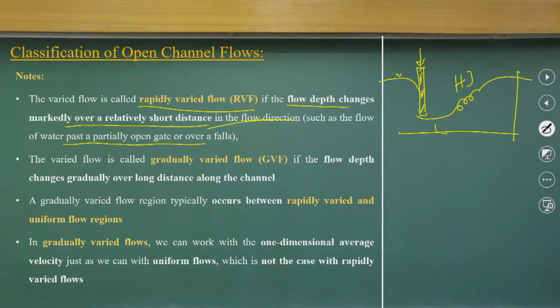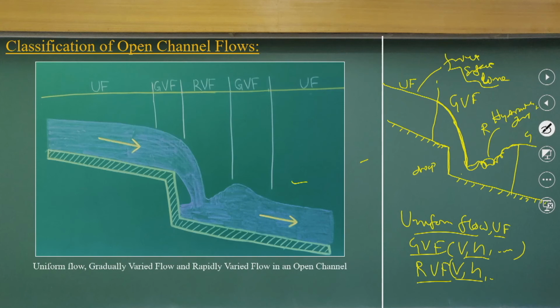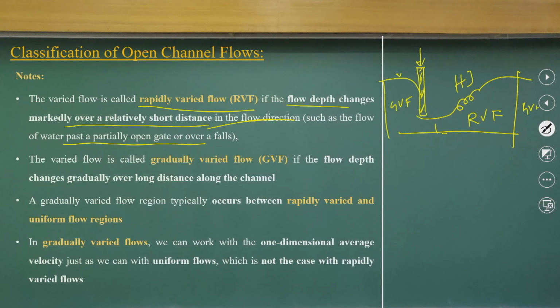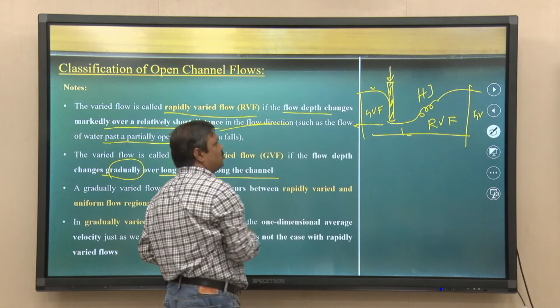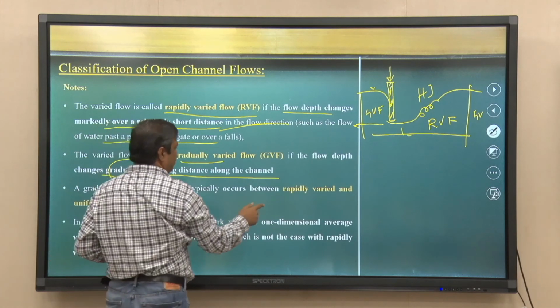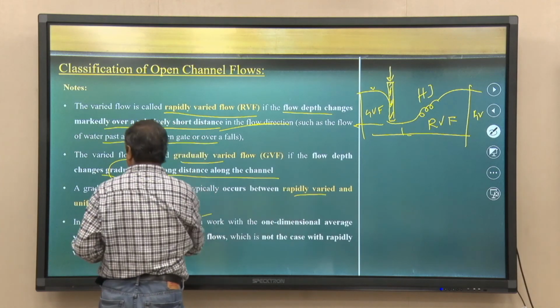These are the regions where we talk about rapidly varied flow, and these are the regions where we can talk about gradually varied flow. This is the free surface that I am just sketching. In gradually varied flow, the flow depth changes gradually over a long distance along the channel. So this distance is much longer for the change of slopes. It follows rapidly varied flow and uniform flow.